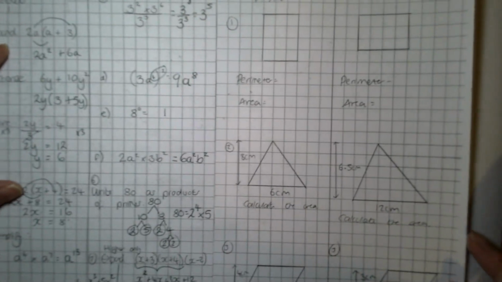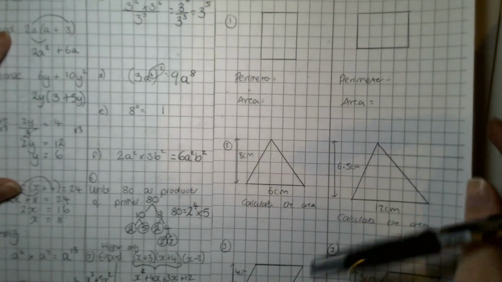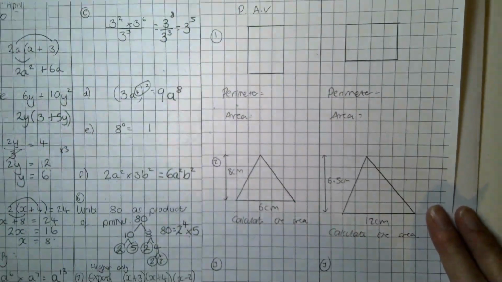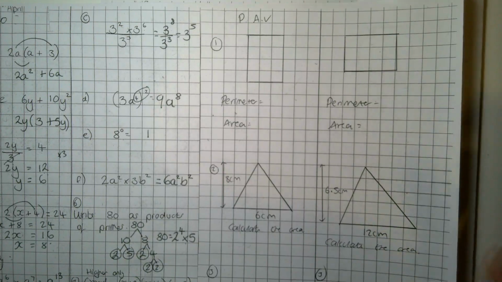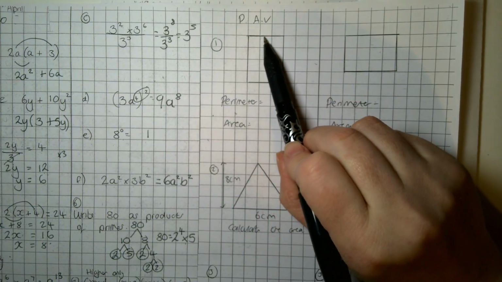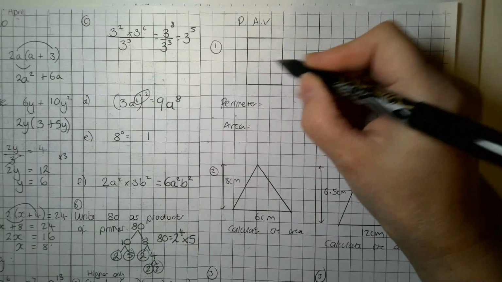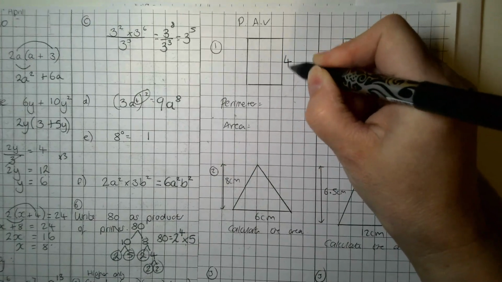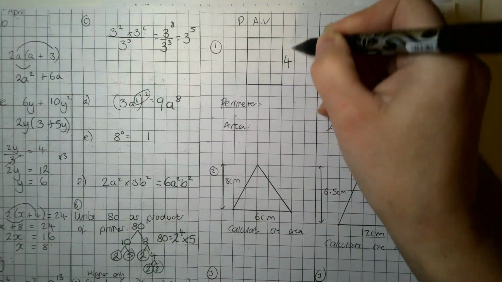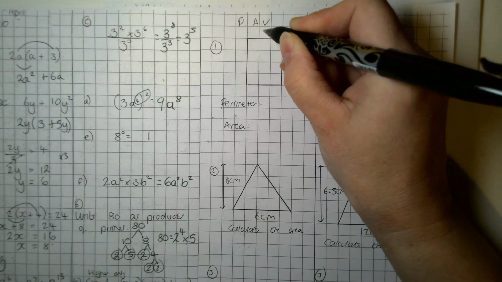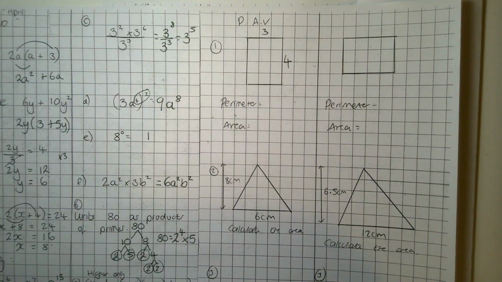Right, a bit of perimeter and area now. So these don't have measurements on them, but we can take it to be each square being 1 centimetre squared. It will tell you that in the exam. You could count the squares for this one. Anyway, I'm going to do it by calculating the height, which is 4, and then the width there, which is 3. To get the perimeter, you need to add all of those together.